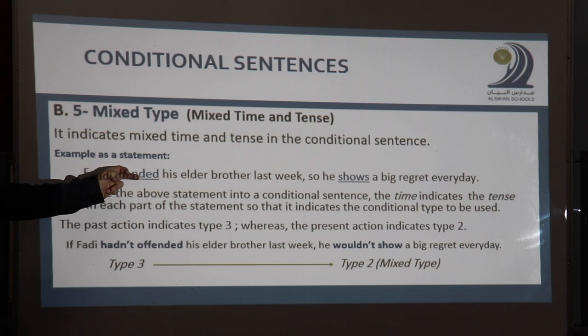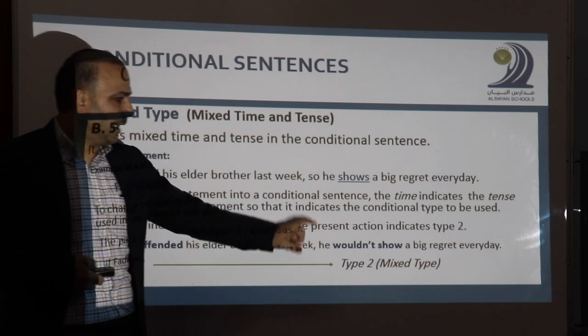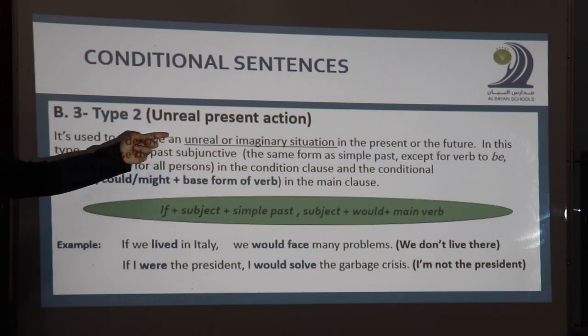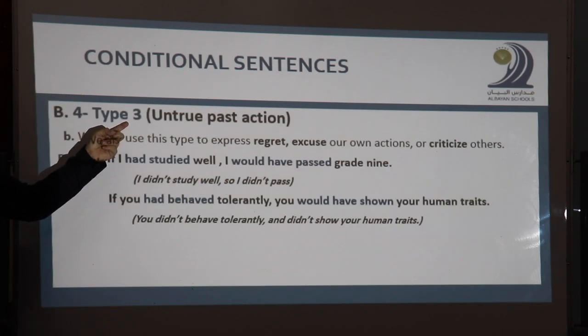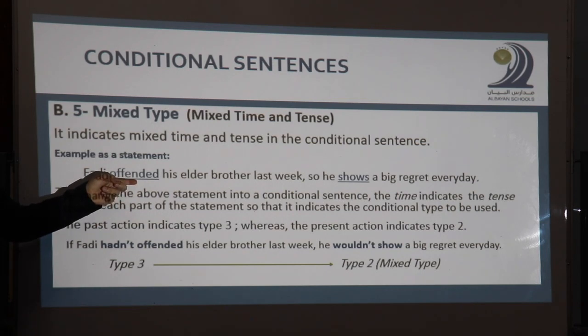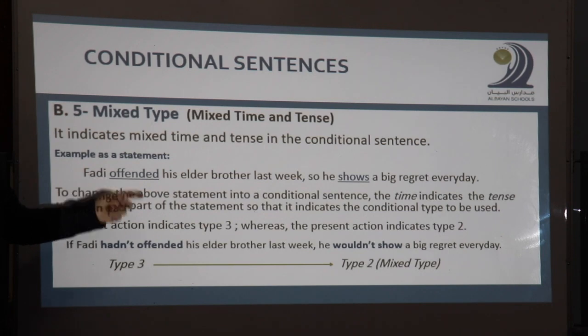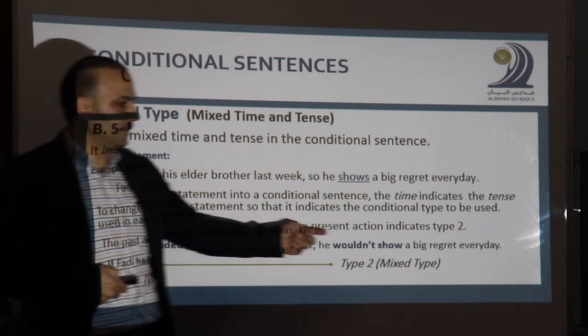Unreal in the past. Here, present, just say it. Unreal in the present. Where is it? Here. Type 2. Okay? Unreal in the past. That's it. Untrue past. Type 3. So here we have type 3. Here we have type 2.